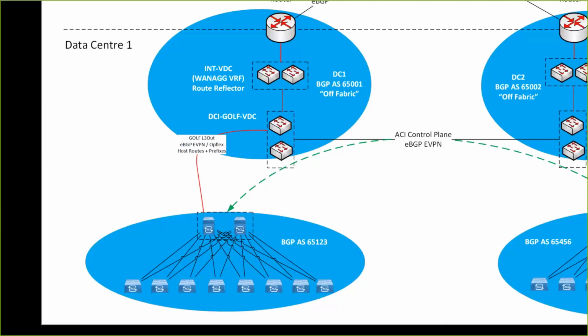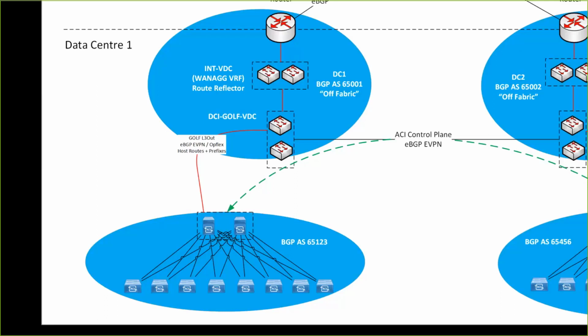What that basically means in non-techie jargon is that we've got a layer 3 link from the spine switch in the ACI fabric, and we have an eBGP session, or a layer 3 session, I should say, because I don't want to complicate it. We have a layer 3 routed link from the spine switch, where that green line and red line are going into, up to the DCI GOLF VDC. And that's basically coming out of the fabric.